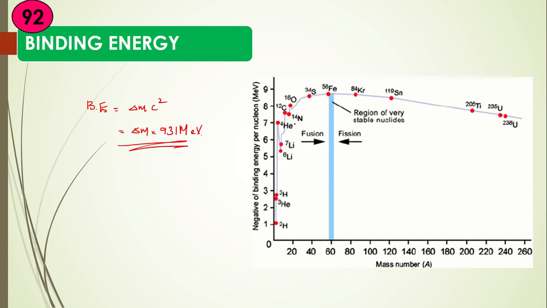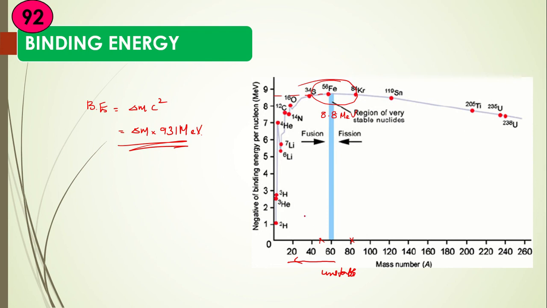So look at the curve. By using this curve, the nuclei having mass number between 50 to 80 are most stable. That means more binding energy per nucleon, of the order of 8.8 mega electron volt roughly. But those beyond 80 are unstable, that is a very important concept.